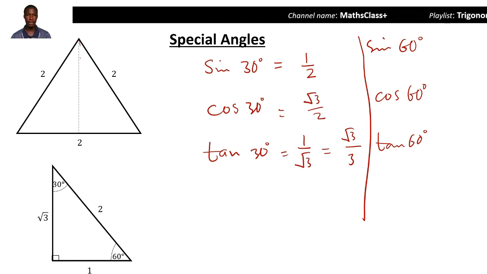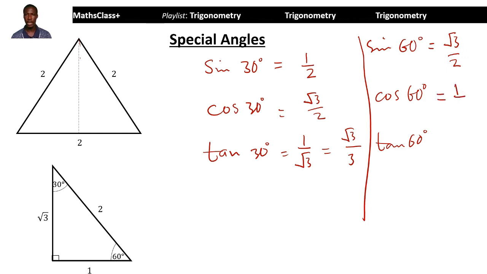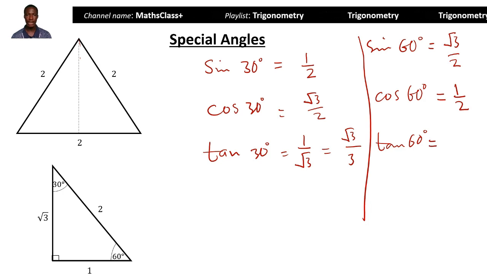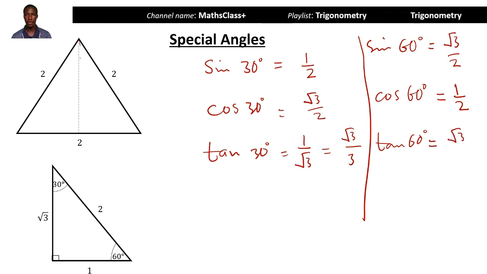Okay, so that's it. Then we come to angle 60 degrees. Now the side opposite angle 60 degrees is root 3, and the side adjacent to 60 degrees is 1. And then the hypotenuse remains as 2. So for 60 degrees, our sine theta is root 3 over 2, then our cosine theta is 1 over 2, then our tan is root 3 over 1, which makes it root 3. And that is how we get the values for tan 60 degrees, sine 60 degrees, cos 60 degrees.